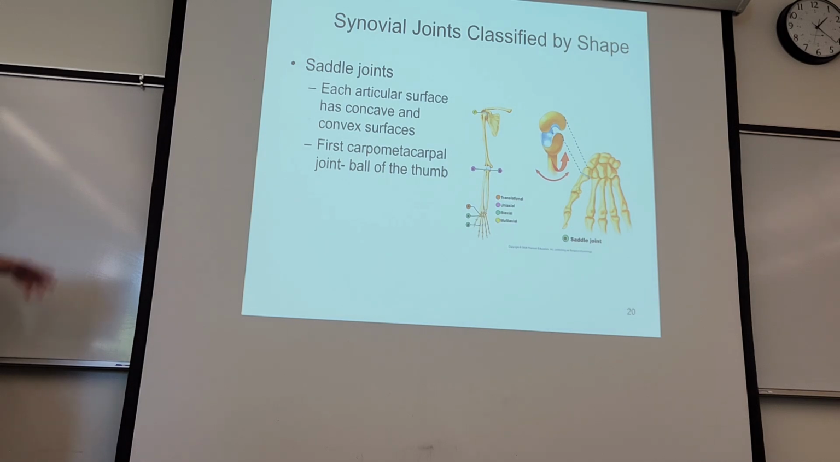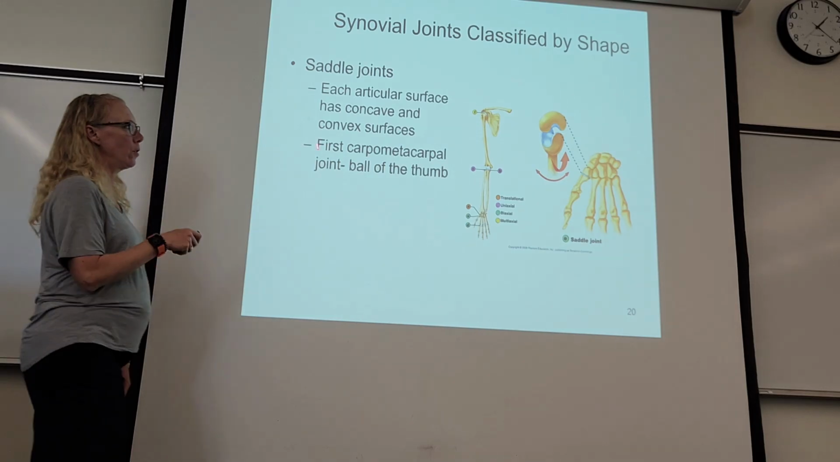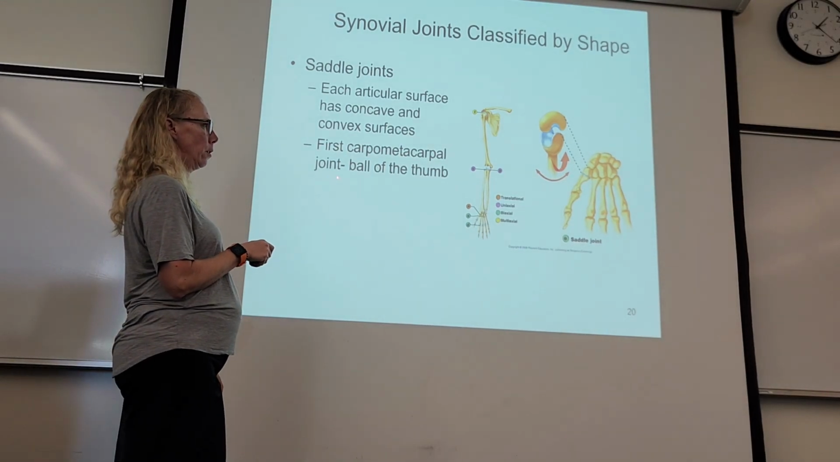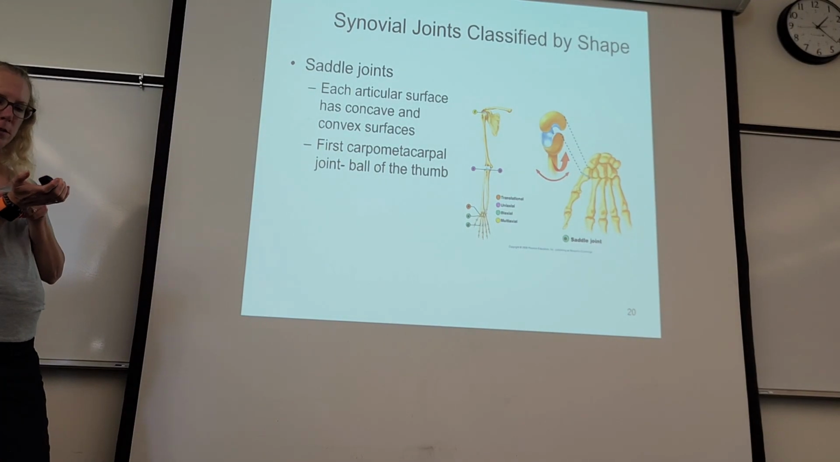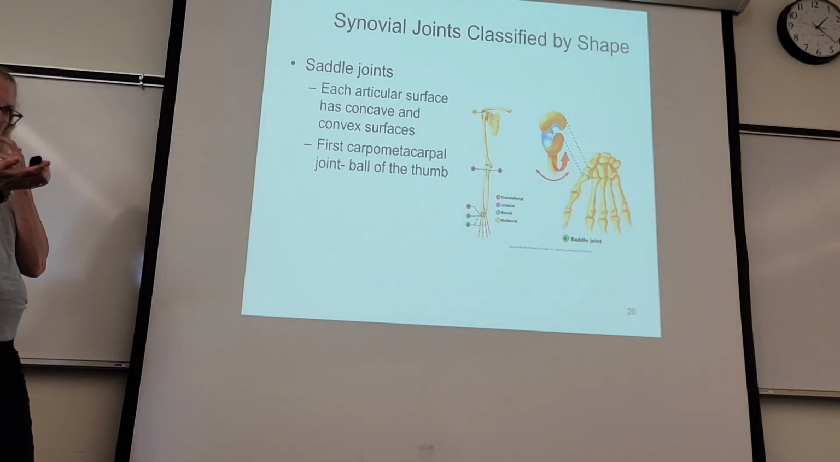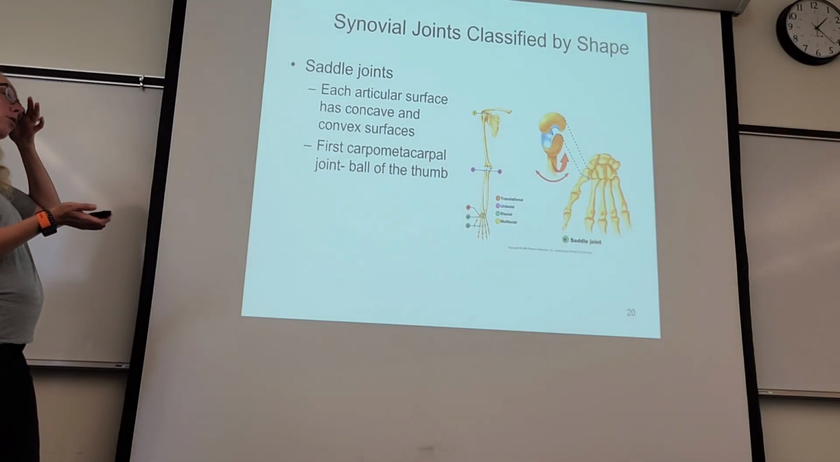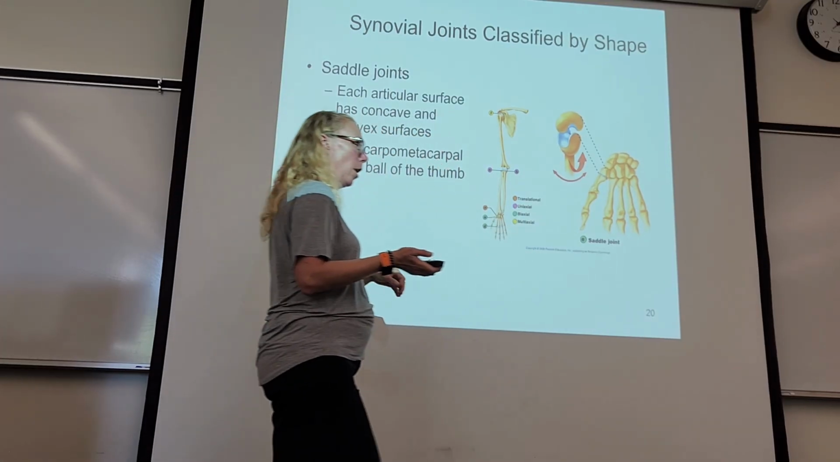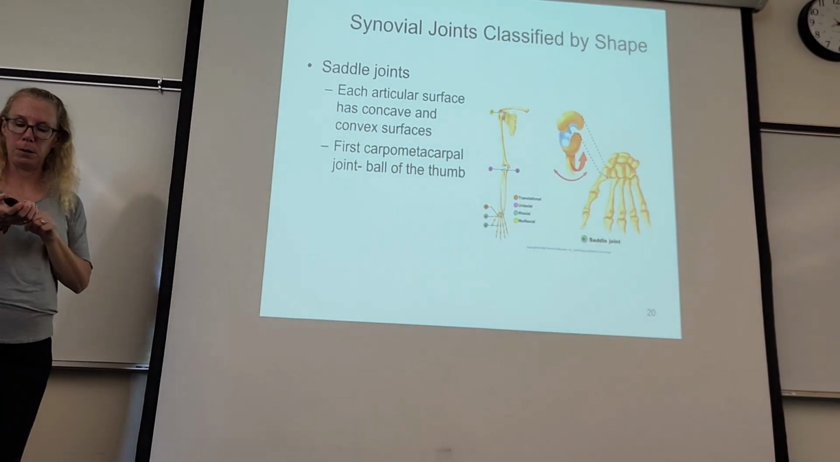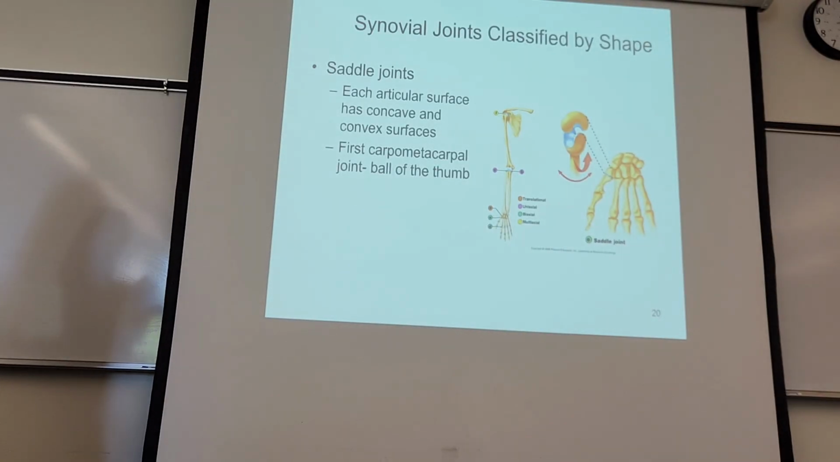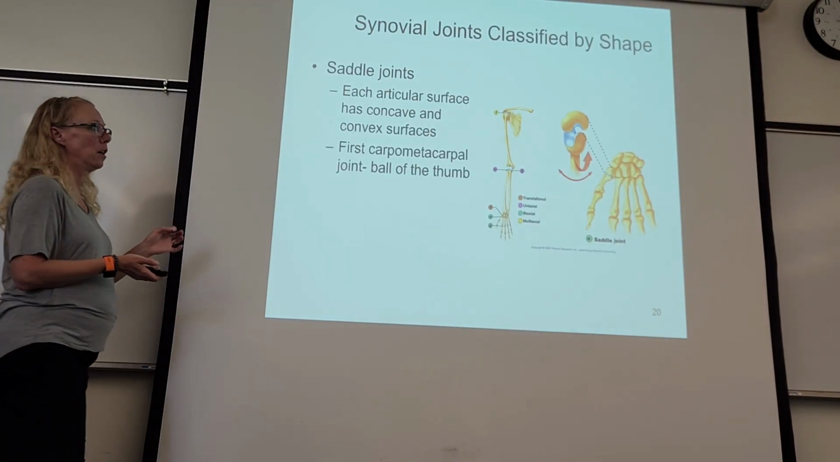Okay, saddle joints. Saddle joints are awesome because there's only one in the body, and it's your thumb. It's your first carpo-metacarpal joint. So it's the articulation between your first metacarpal bone and, can anyone tell me what carpal bone? Potentially? What's the first carpal bone in the mnemonic? Scaphoid. The scaphoid. Actually, no, it's not the scaphoid. I lied. Trapezium, sorry. It's the very last bone, not the first bone. So it's trapezium. Trapezium and your first metacarpal, CMC joint.